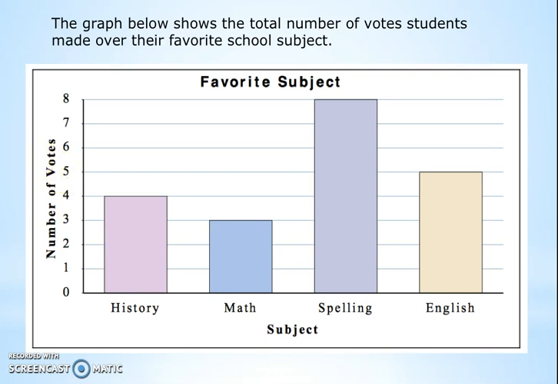This graph below shows a total number of votes students made over their favorite school subject. So to title this bar graph, they labeled it Favorite Subject. One of the labels is subjects. What are the subjects that are being voted on? History, math, spelling, English. On the side, they tell you what the intervals represent, number of votes. Now that we know what this bar graph represents, let's go ahead and answer some questions.